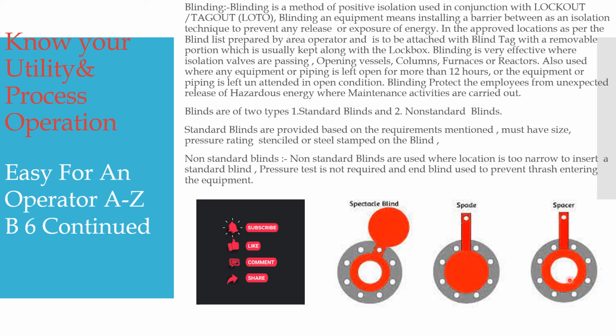This is a spacer. You can see the difference between the blind and spade. Should not confuse with this one. So standard blind will be like this or spade, and it will have the rating here. Non-standard will not have the same thickness or rating mentioned here. It can be used as an end blind where pressure test is not required, and where the standard blind cannot be inserted. Hope you might understand the important terminology in B.